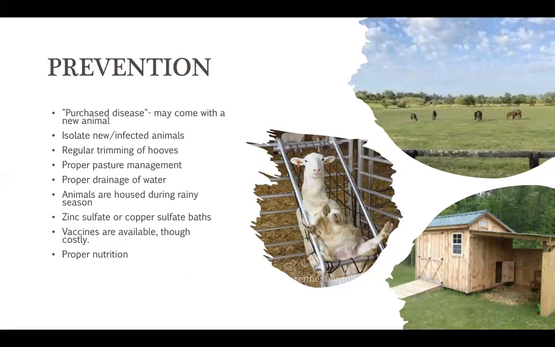Another important prevention measure is proper nutrition. So studies found that ruminants with deficiencies in zinc, selenium, and copper are more likely to get foot rot, just because these are very important in hoof integrity and immune function.